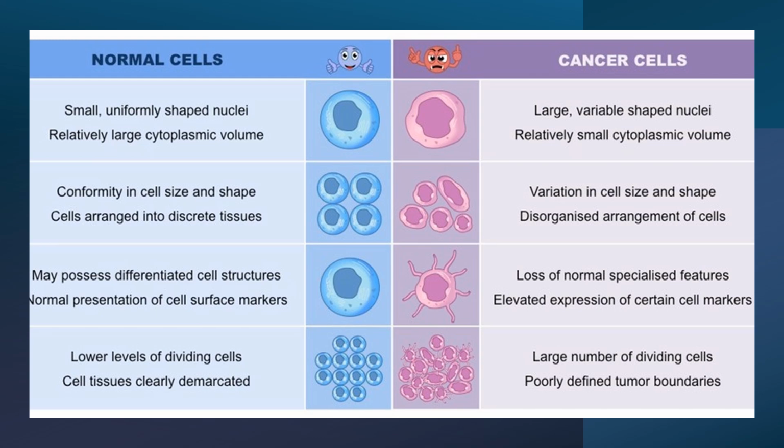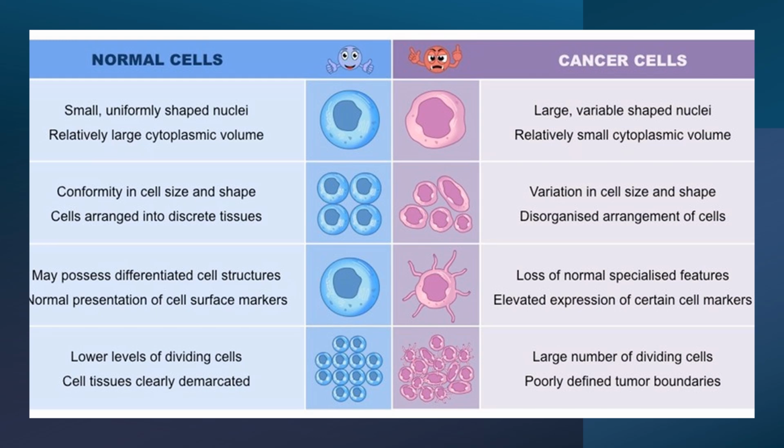The third difference is that normal healthy cells have intact differentiated cell structures such as a nucleolus, nucleus, ER, Golgi apparatus, and many other ones. However, in cancerous cells, the cell structures have been lost or don't exist due to mutation.